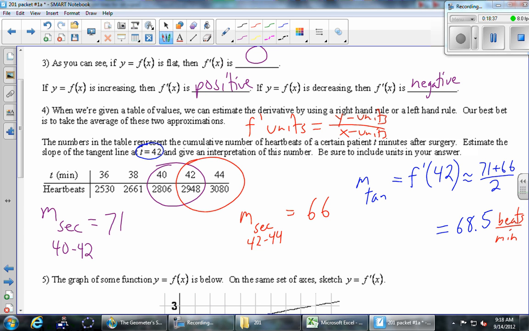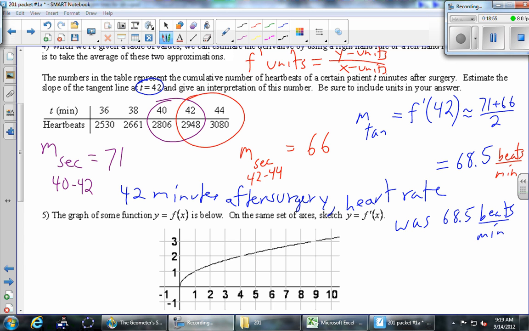So for our interpretation, can you write a sentence? Write some sentence about this patient interpreting this fact. Your sentence had better include the number 42 and 68.5. They both need to be in there. Something like that, doesn't have to be word for word: 42 minutes after this person's surgery, the heart rate was about 68.5 beats per minute. Any questions on the sentence? All right. So that's that one.